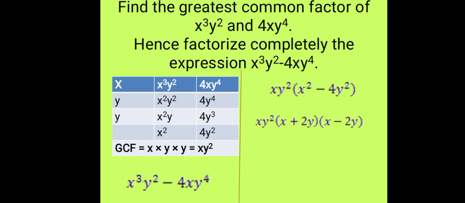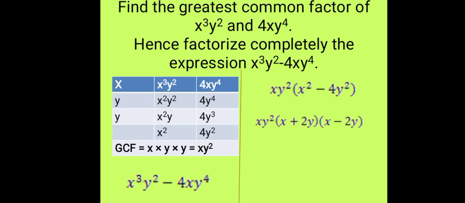Now y goes into x squared y squared, how many times? It goes there x squared y times, and into 4y to the power of 4, how many times? It goes there 4y cubed. Now y still goes into x squared y, how many times? x squared, and into 4y cubed, how many times? 4y squared. So the greatest common factor between those numbers is x multiplied by y multiplied by y, which is xy squared.